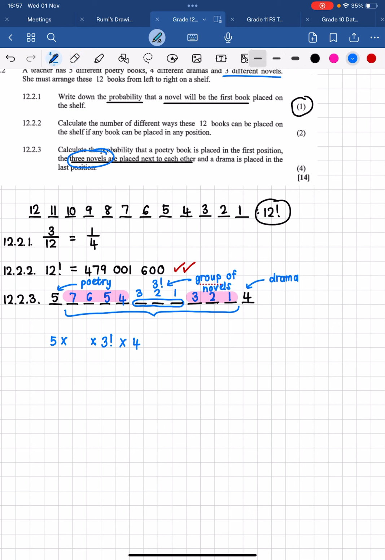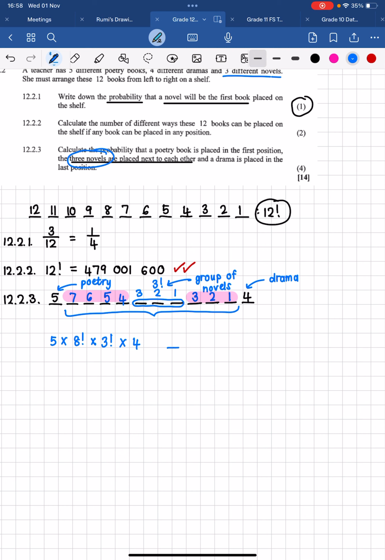It's going to be 8 factorial actually, because guys, I put these 3, thank you, Maimuna, that is exactly what I'm talking about now. These 3 novels, they're not necessarily going to be in this space. They can actually be anywhere, all right? So actually there are 8 kind of groups of things.